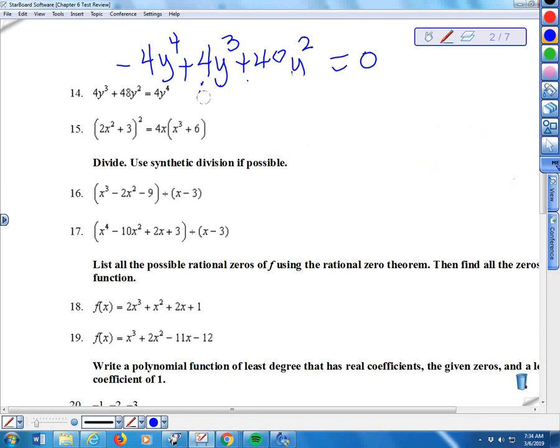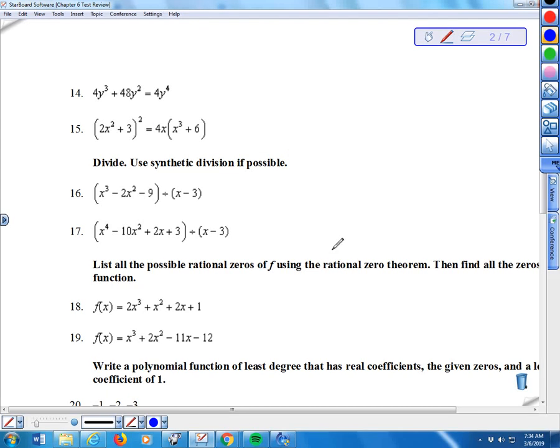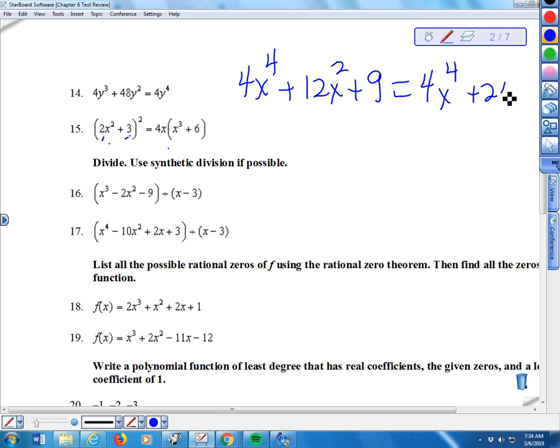To solve this one, I think what I'm going to do is go ahead and FOIL this, so I get 4x to the fourth plus, remember when it's a squared binomial, this times 2, 12x squared plus 9 equals, and go ahead and distribute, 4x to the fourth plus 24x. Now I'm going to move everything to one side and set it equal to 0. Well, I can see already when I subtract 4x to the fourth from both sides, that goes away. So I'm going to end up with 12x squared minus 24x plus 9 equals 0.